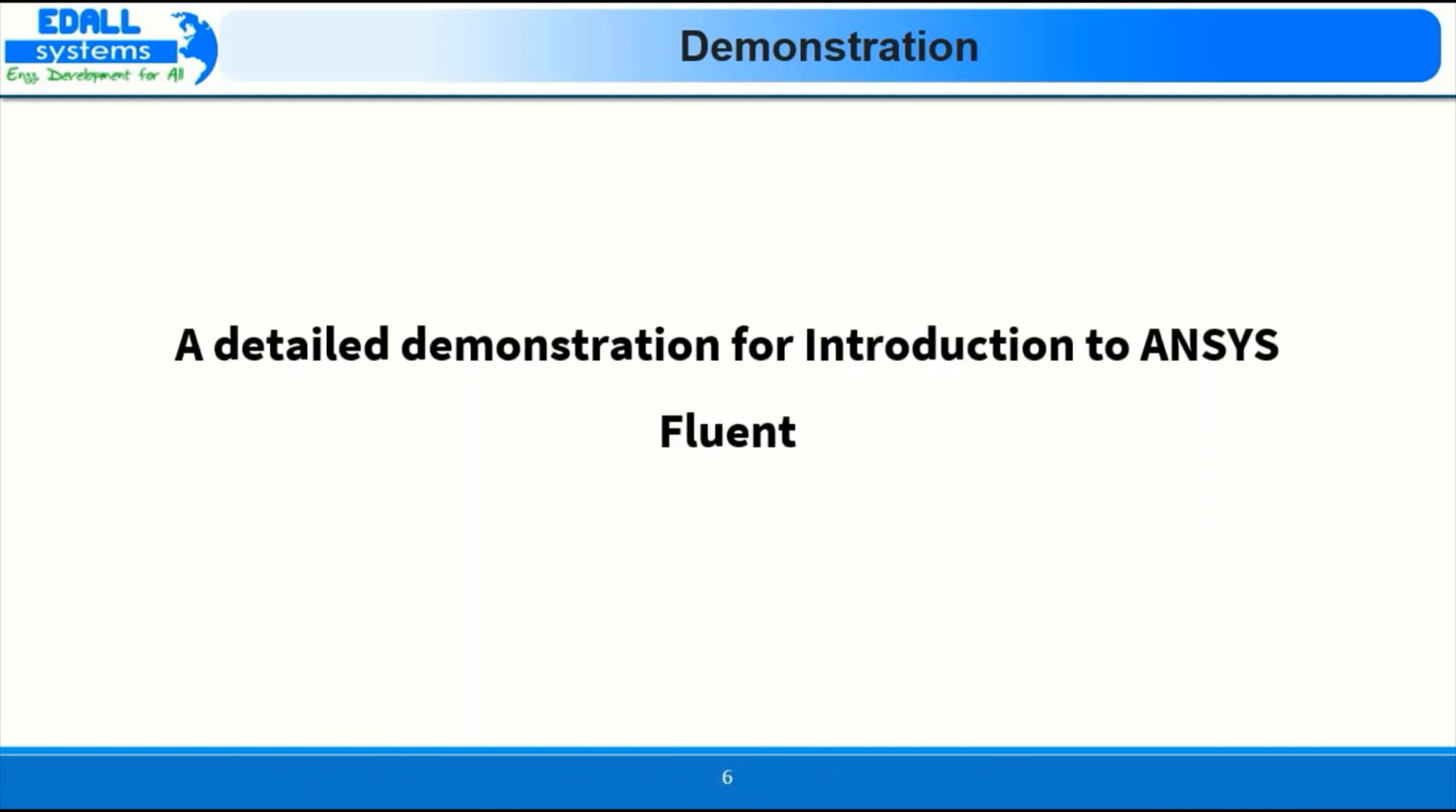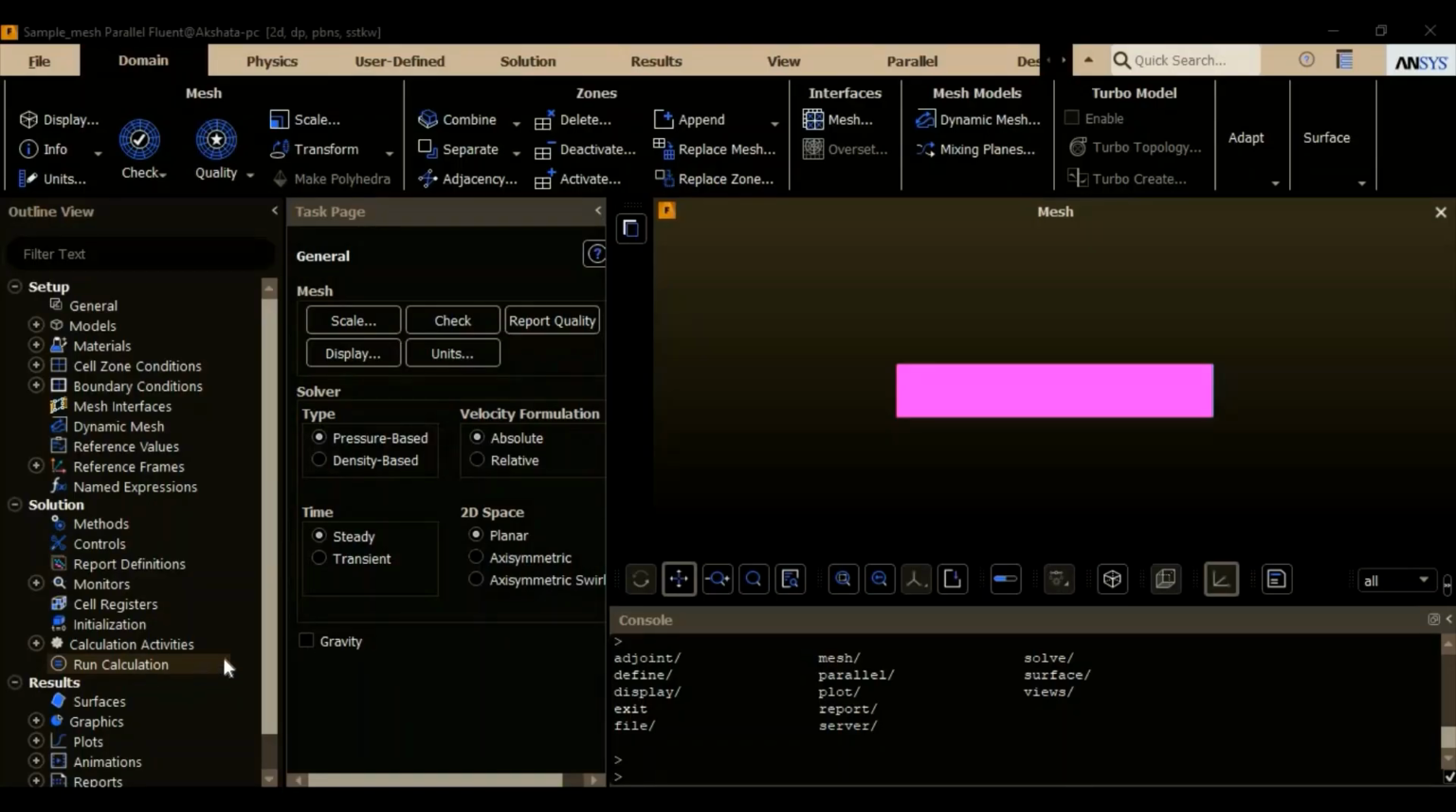Now we will see a demonstration of the introduction to ANSYS Fluent. Basically, after importing a mesh, what all things we have to carry out when we are setting up a problem and all the related things we will discuss in this demonstration. So let's begin. This is how ANSYS Fluent's GUI looks. I'm using the ANSYS 2020 R1 version here, and I've adjusted the colors according to my convenience. Otherwise, it looks a bit different.